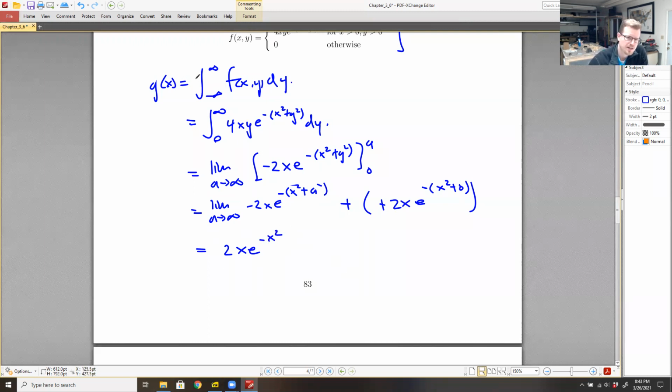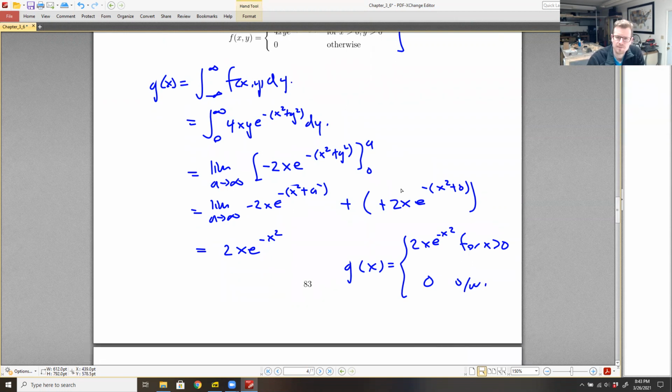So I said here that g of x is equal to that, but we should recognize that it's also defined differently for x values that are less than or equal to 0. So g of x is equal to 2x e to the negative x squared for x greater than 0 and 0 otherwise. Of course, the integral of 0 is 0, which is what gives us this part. All right, and that's it.